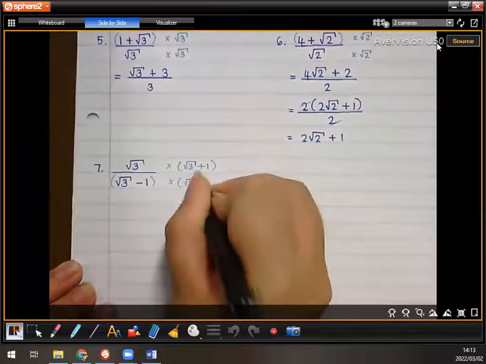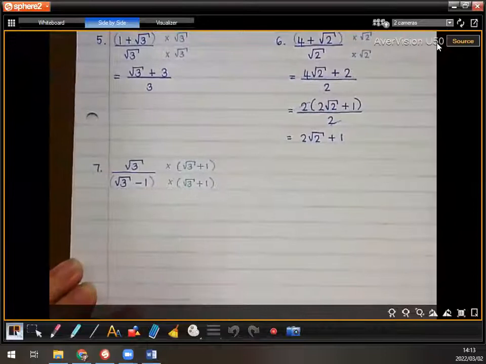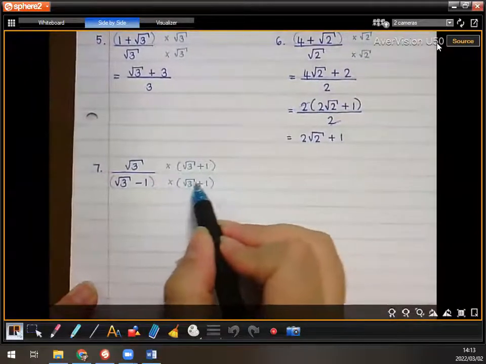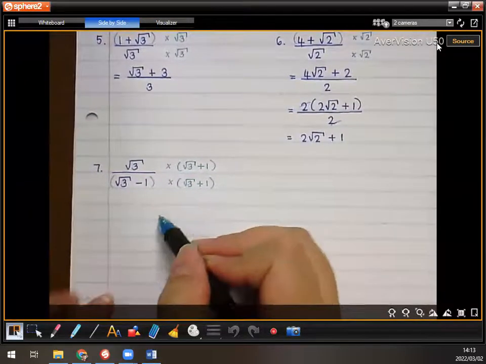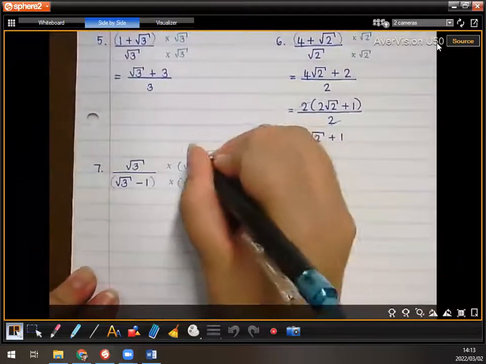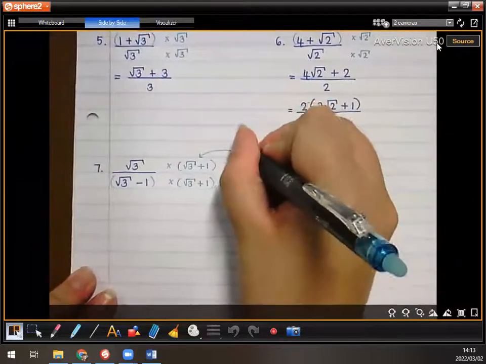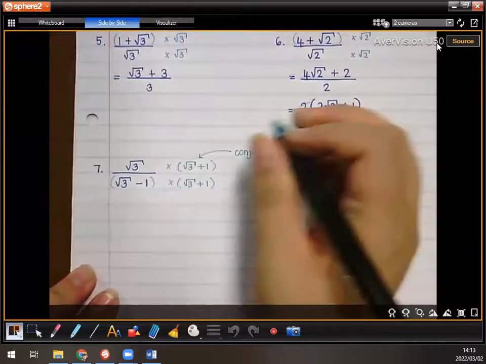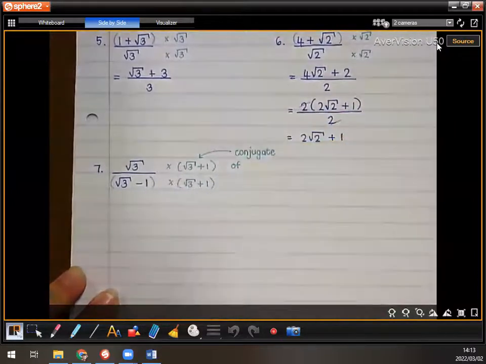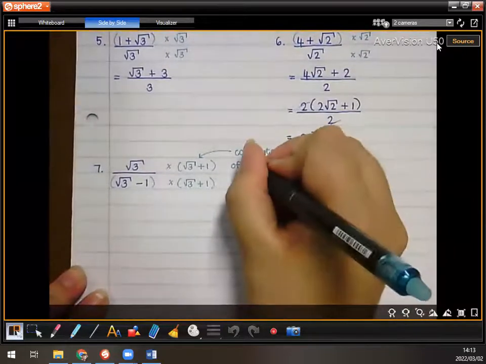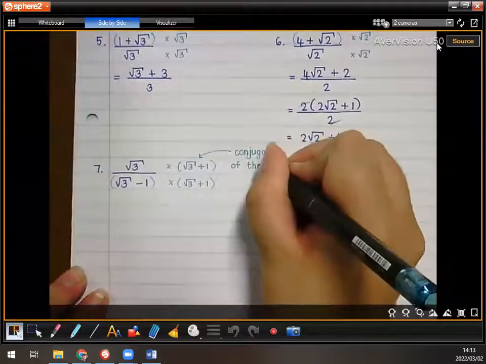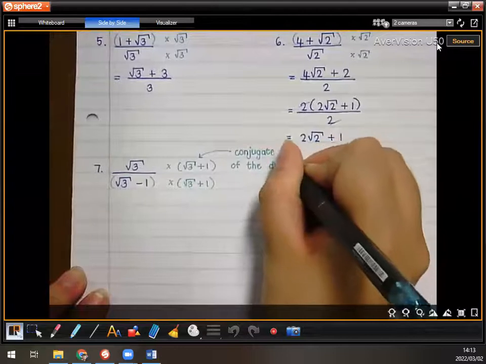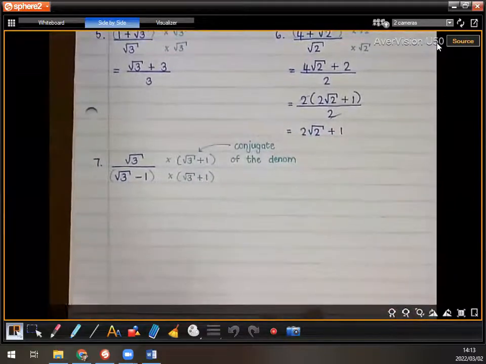And guys, I didn't tell you this yesterday, but it has a name, right? The same 2 terms, but a different sign. We actually call that the conjugate. So you can add that there. You don't have to know it really, but just in case you see that word and you know what that means. Conjugate literally means the same 2 terms with a different sign in between it. So this is the conjugate of the denominator. So that is what we do.